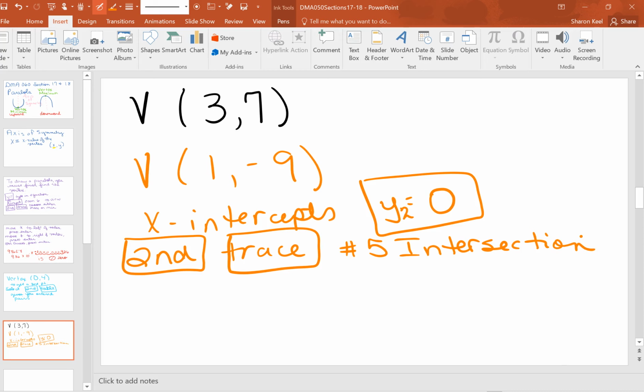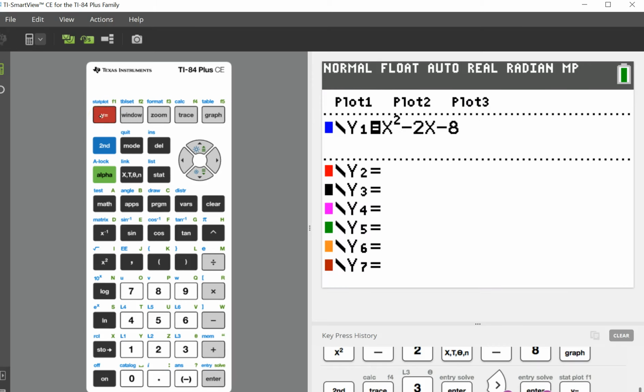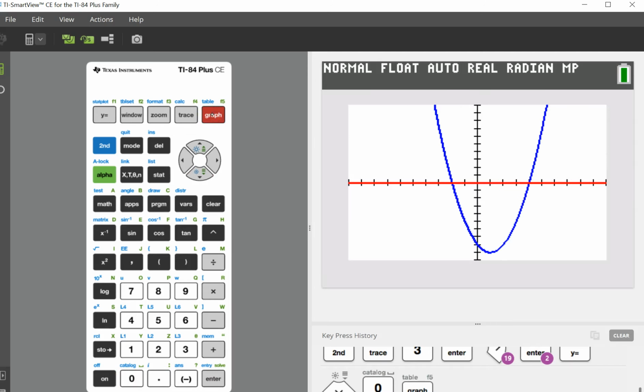Okay, so come with me. I'm going to go to y equals. I'm going to go down to y2. I'm going to plug in a 0. And now when I press graph, you're going to see my blue parabola is still here, but now a red line came across the screen at the y equals 0. So it's a horizontal line. We're looking to find the 2 points here and here where we have the parabola crossing the x-axis.